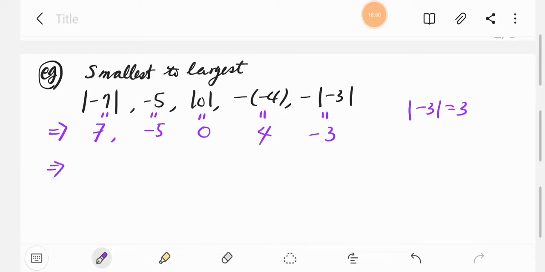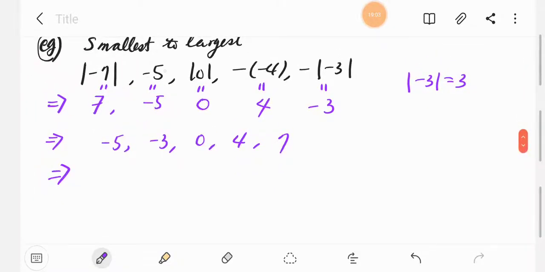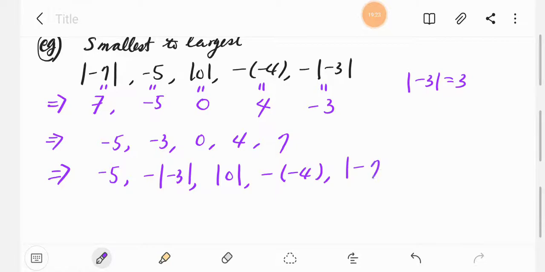From here, the smallest is negative 5, then negative 3, then 0, 4, and 7 is the largest one. So you can write it: negative 5 is this, and negative 3 comes from the opposite of the absolute value of negative 3. And 0 comes from the absolute value of 0. 4 comes from the opposite of negative 4. And 7 comes from the absolute value of negative 7. So this is the order from smallest to largest.